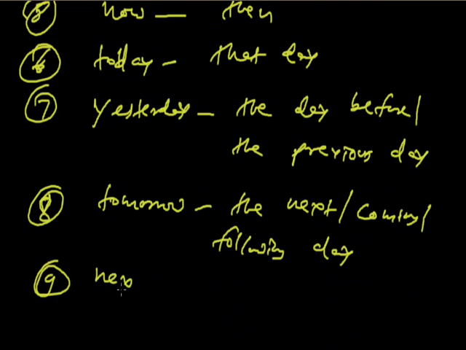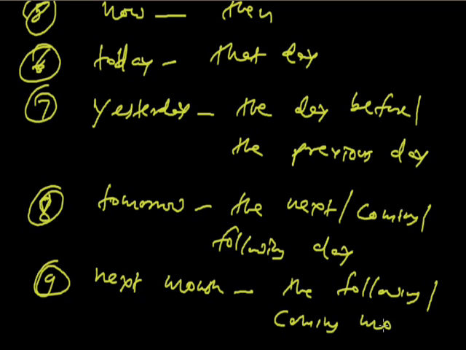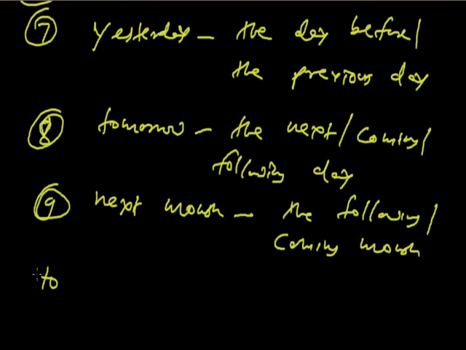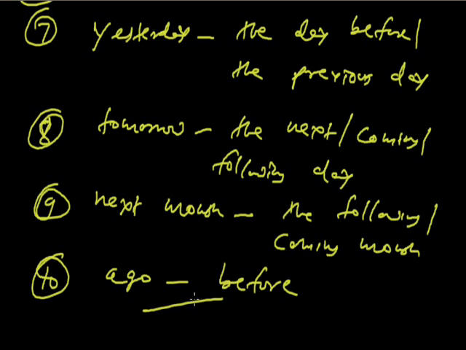Next month would become the following month or the coming month. Finally, ago will be changed into before. Do you know why this is so? Because the simple past tense will be changed into past perfect tense. There will be two actions in the past of the past. So there you would be using before and not ago. You'll just learn that, don't worry.